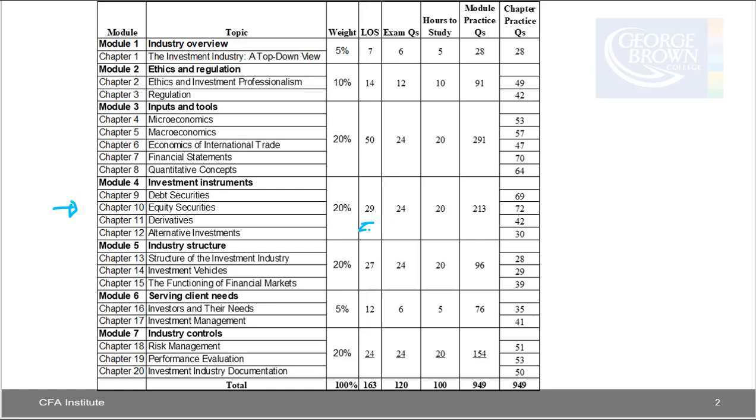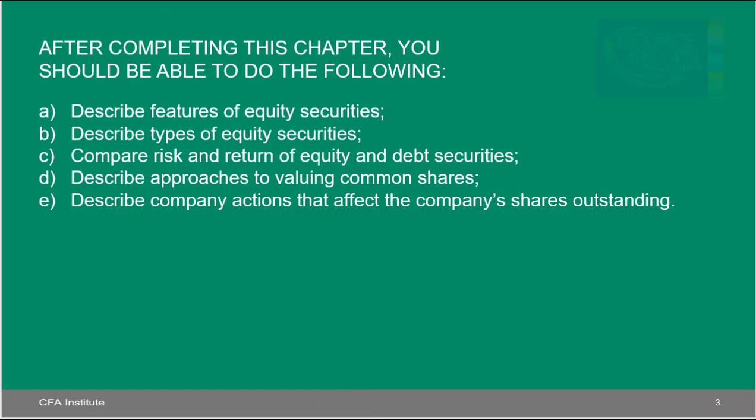There are 5 learning outcome statements for this chapter, but as you can see, there are 72 practice questions in the learning ecosystem, which is the most for any chapter, but don't worry, it's not too difficult. So the 5 learning outcome statements for this chapter are, after completing this chapter, you should be able to do the following.